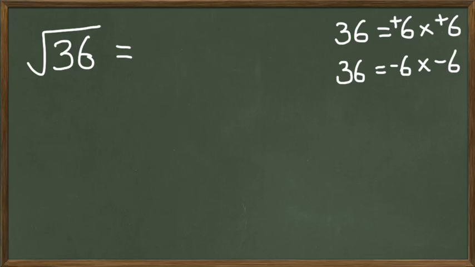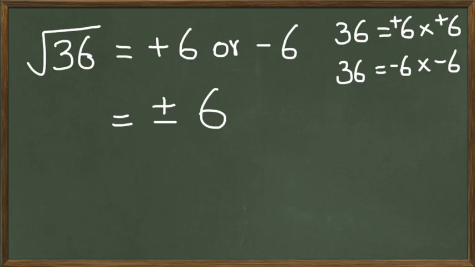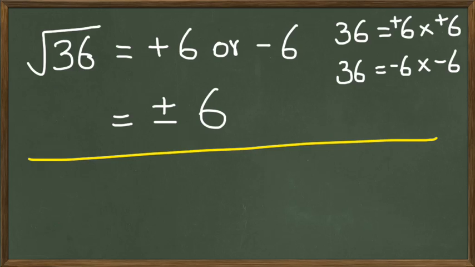So the answer for this particular question, square root of 36, could actually be positive 6 or minus 6. But in mathematics, we always try and find little shortcuts here and there. So the easiest way to write plus or minus is that we write a plus and underneath it, we write a little minus. And so square root of 36 is plus or minus 6. So if we take another example, if I say square root of 49, then this means that the answer could be plus or minus 7.